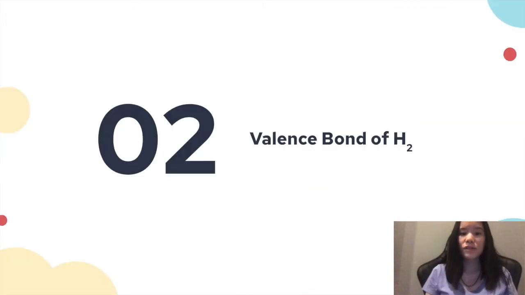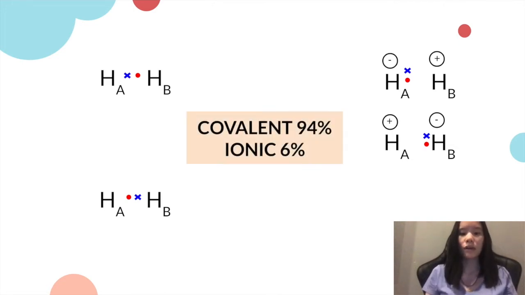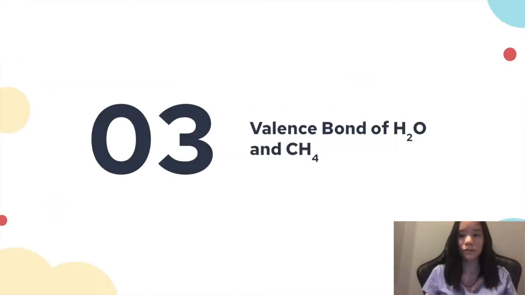Then we'll move on to the valence bond theory of hydrogen gas. As shown on the previous slide, each electron belongs to a different hydrogen atom. The structure drawn can be swapped as shown in this structure. The hydrogen gas molecule doesn't only have the covalent structure, but it also has the ionic structures. The covalent structure is 94% and the ionic structure is 6%. So in total, there are 4 forms of hydrogen gas molecules.